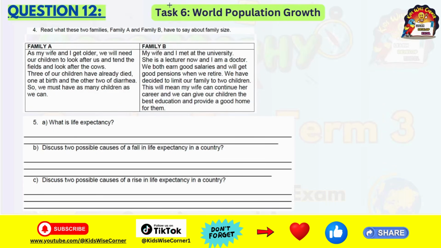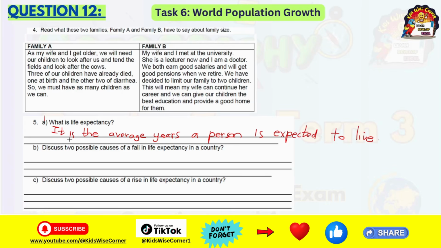What is life expectancy? Life expectancy is the average years a person is expected to live. It is the average years a person is expected to live.